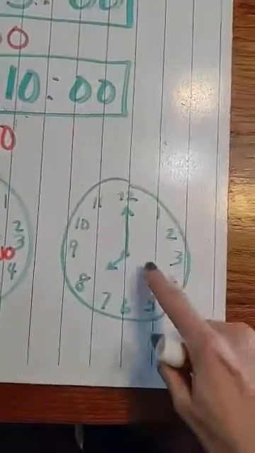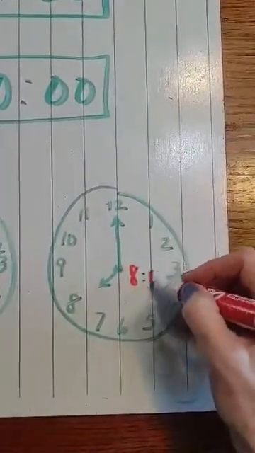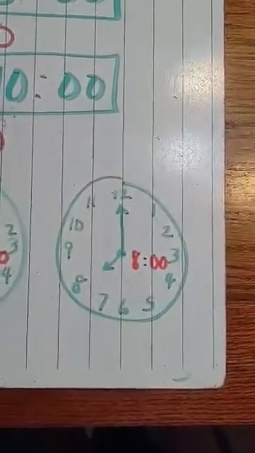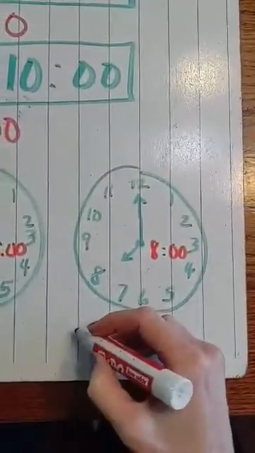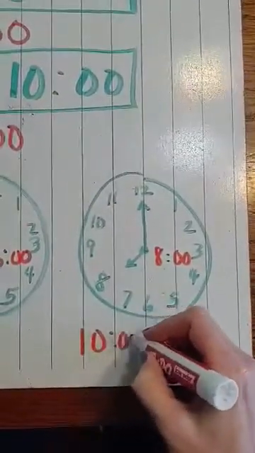All right, what time does this clock tell us? Yeah, this one has 8 o'clock, and I can write it digitally like that. Okay, so if it's 2 hours later, what time will it be? Yes, it will be 10 o'clock.